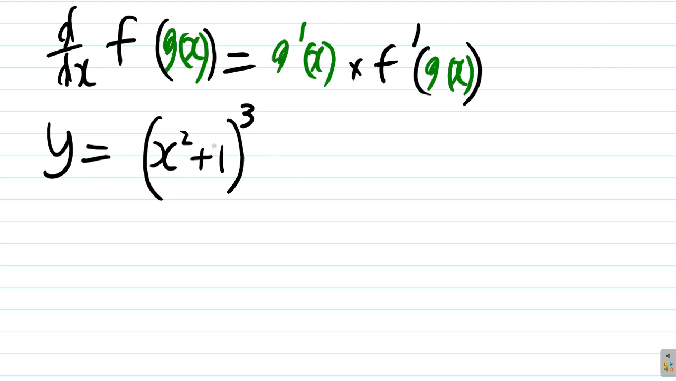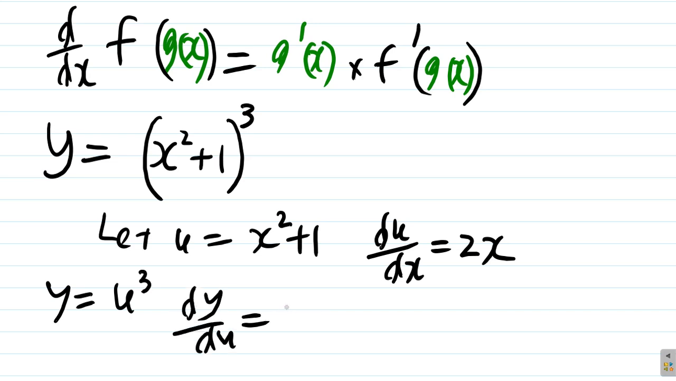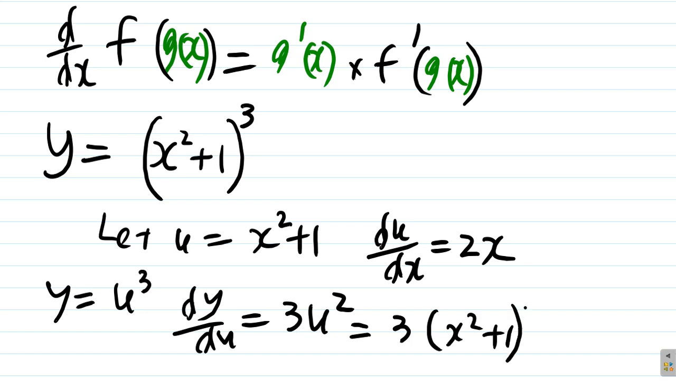Now, let u be equal to the inside function x squared plus 1. Then du by dx is equal to 2x. Alright? And then, since this is u, we say y is equal to u cube. So dy by du is equal to 3u squared, which is really 3 times x squared plus 1 squared. Alright?